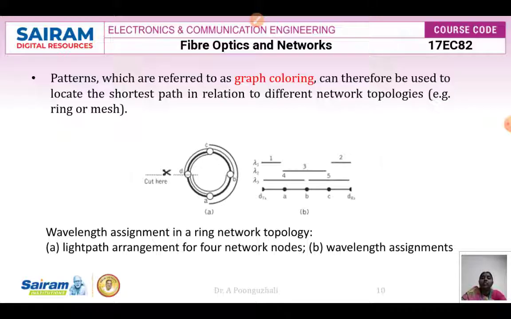The pattern here is we are taking a ring topology where we are going to have 4 nodes A, B, C and D. At node D, we are going to cut the ring and straighten it. When I straighten the ring, one half is going to be the transmitter and the other half is going to be the receiver. So by using only 3 wavelengths, I can establish the connection. Here we say that the patterns referred to as graph coloring can be used to establish the shortest path in relation to the network topologies, either a ring topology or a mesh topology.